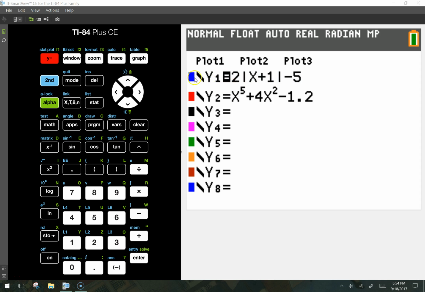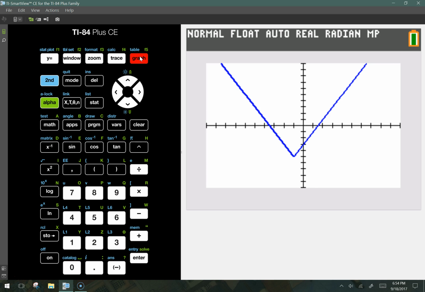As you can see here on my screen, I've already got two equations plugged in, and we're just going to work with this top one, the absolute value function, first. So let's go to the graph and see what we've got.